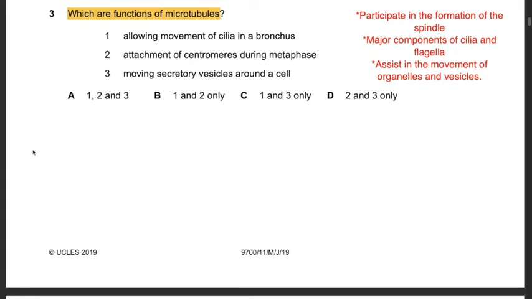Question 3. Which are functions of microtubules? 1. Allowing movement of cilia in a bronchus. 2. Attachment of centromeres during metaphase. 3. Moving secretory vesicles around a cell. Now the functions of microtubules are, they participate in the formation of the spindle, they are major components of cilia and flagella, they assist in the movement of organelles as well as vesicles. Therefore, if we go through the options 1, 2 and 3, actually all the options are functions of microtubules. They allow the movement of cilia, they also form the spindle, hence the attachment of centromeres during metaphase, as well as moving secretory vesicles around a cell. Therefore, the answer is A, 1, 2 and 3.